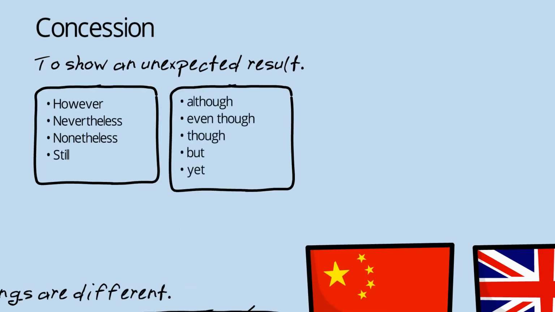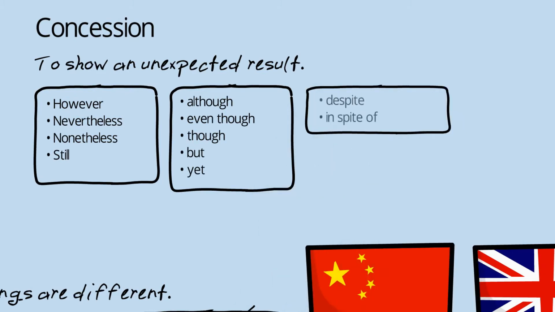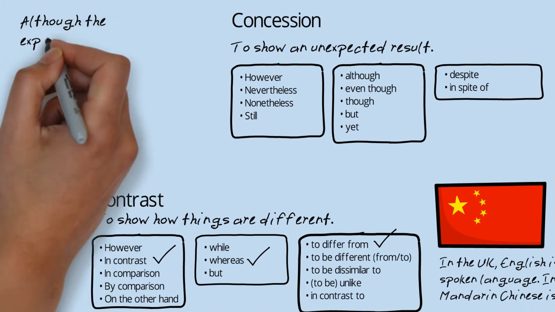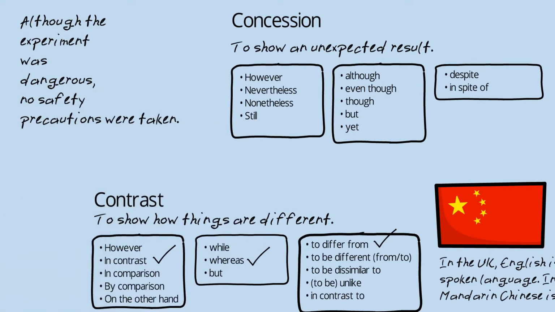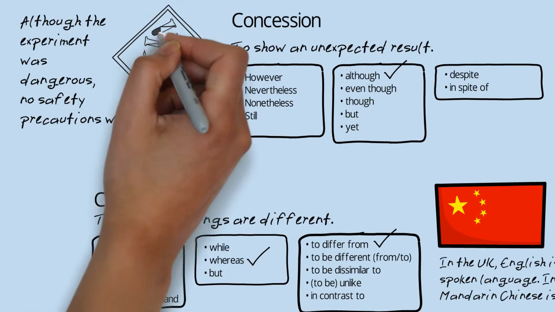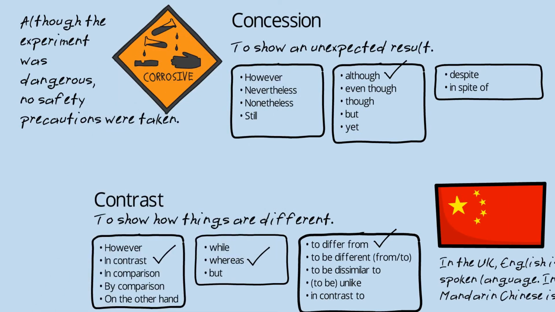And these are some other signals to show concession, despite and in spite of, which are both followed by noun phrases. So for example, although the experiment was dangerous, no safety precautions were taken. And this is an unexpected result, because if the experiment is dangerous, we should take safety precautions.